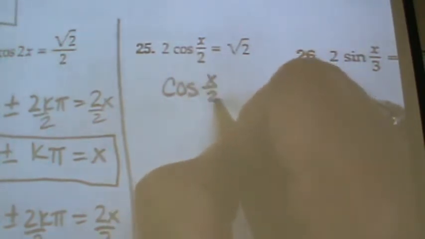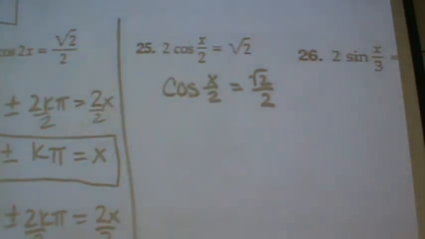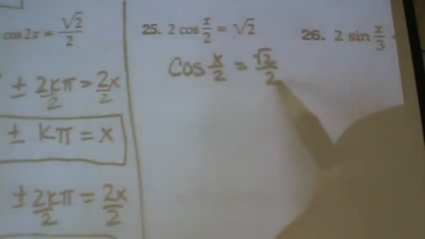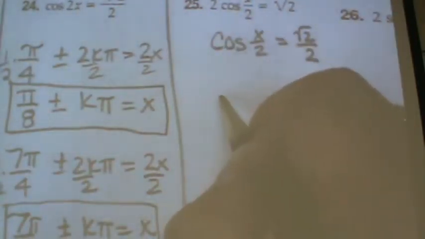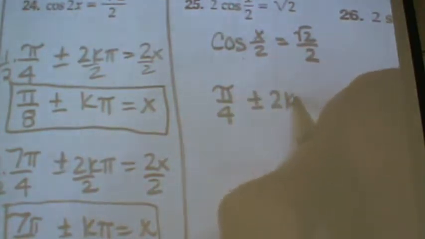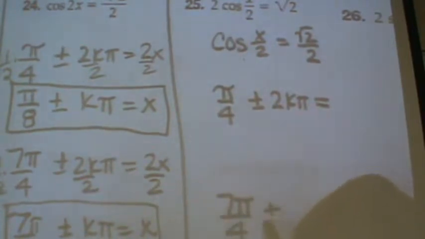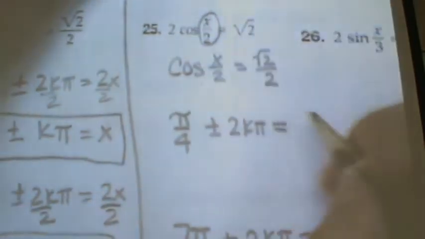First, divide by 2. Then what? You know what these two answers are? Root 2 over 2? It's pi over 4 and 7 pi over 4, right? Okay, now who thinks they know what to do next? You're going to set these equal to 2x? Good, you're going to set this equal to x over 2.